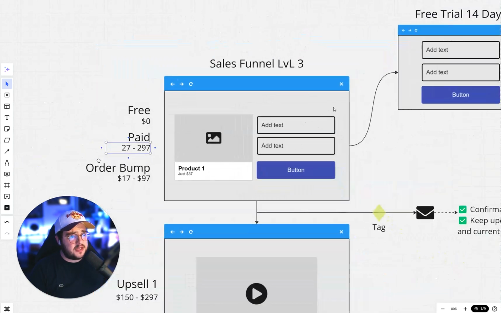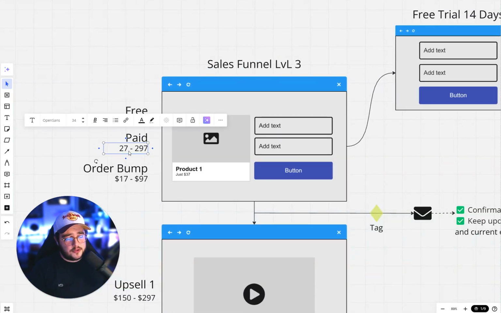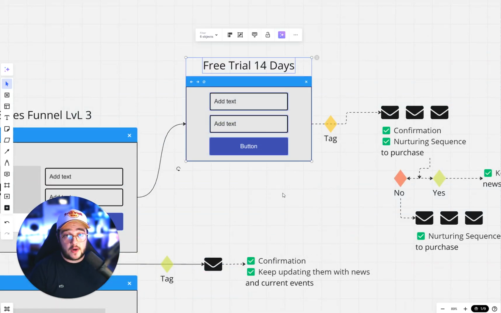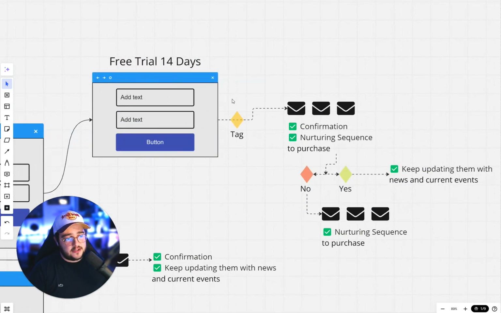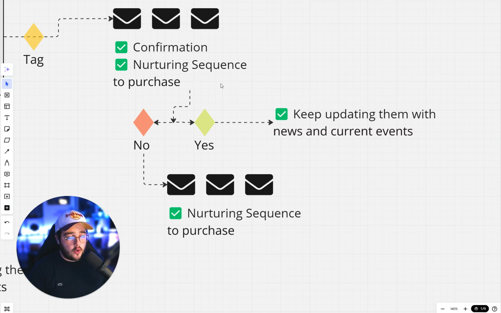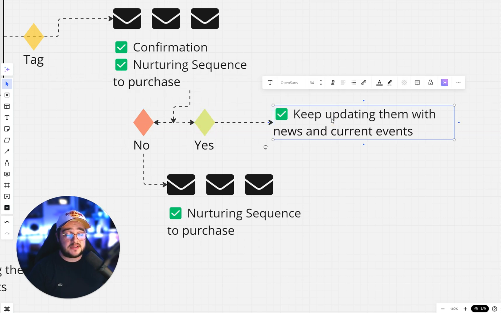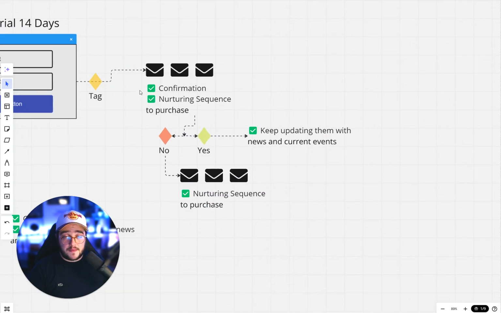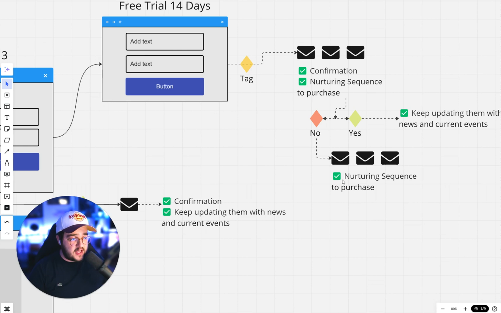The next thing is, if it's a paid membership and they try to leave the page for some reason, you can have a pop-up for a 14-day free trial if you want to, and then you can add a tag. Once they have a tag, they get a confirmation email and a nurturing sequence to purchase. Once they go through that sequence, they either bought or not. If they bought, awesome, keep updating them. If they didn't buy, send them a nurturing sequence. It can be for the product itself, or for your personal brand, whatever you want to focus on, just to bring them closer to you, okay?